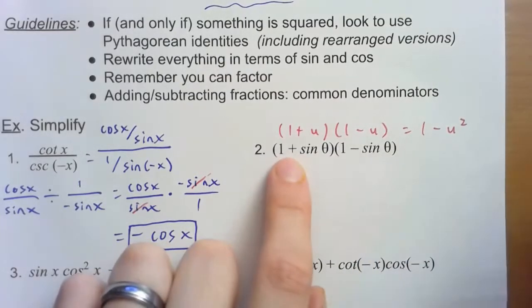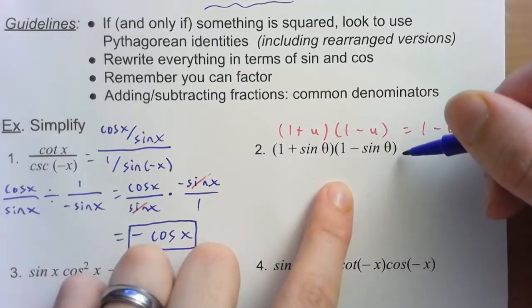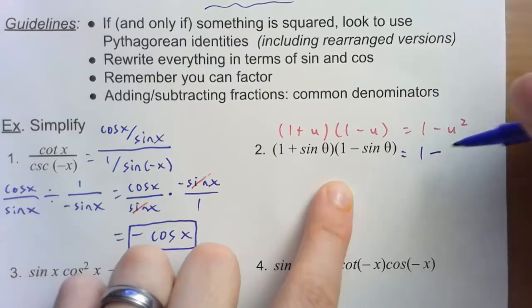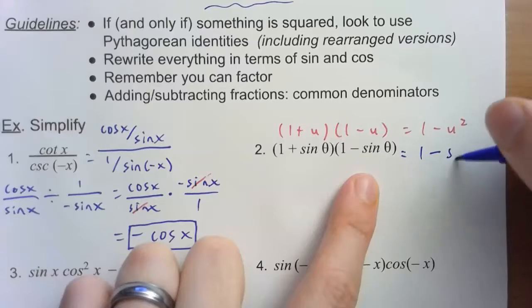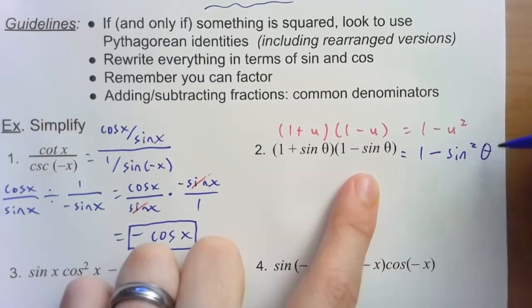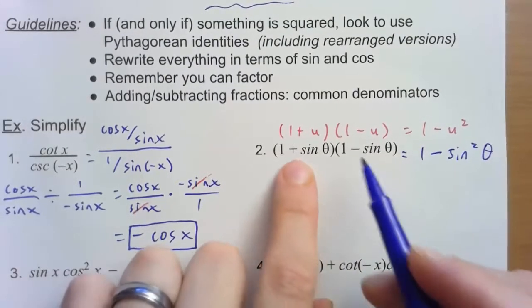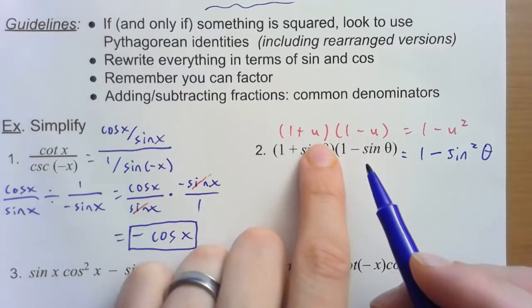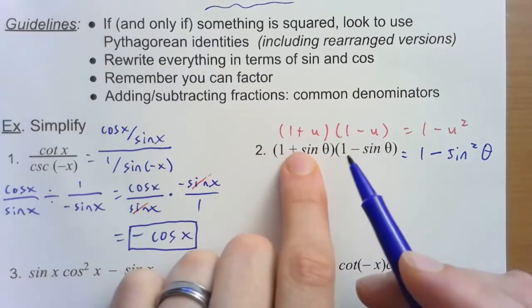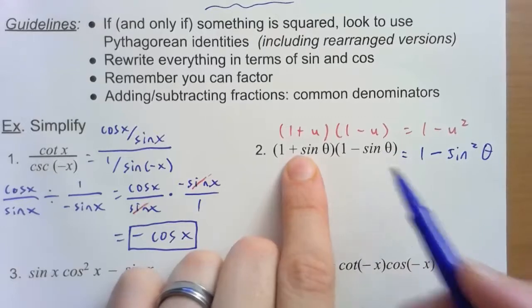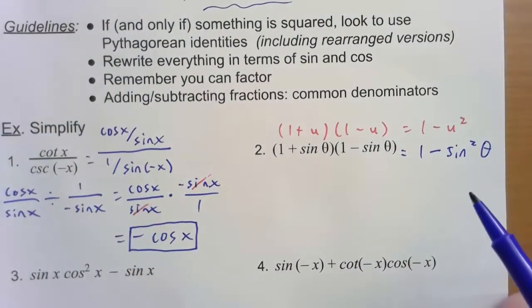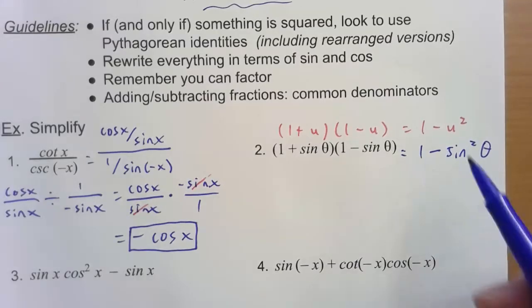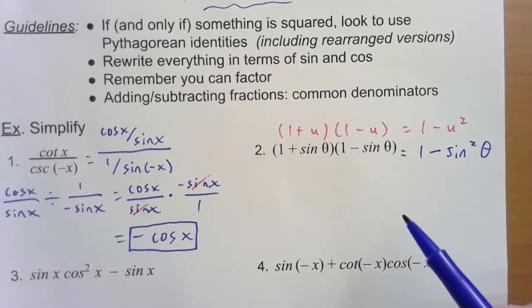Well, this is going to work the same way here. We're going to have 1 minus, and then u squared is sine theta squared, sine squared theta. Okay, so look at these trig functions as just kind of one thing. Okay? 1 plus something times 1 minus something equals 1 minus that something squared. All right, well, we can keep going further beyond that. We can do better than just 1 minus sine squared.